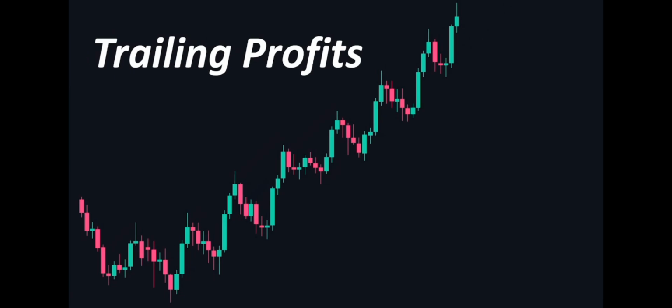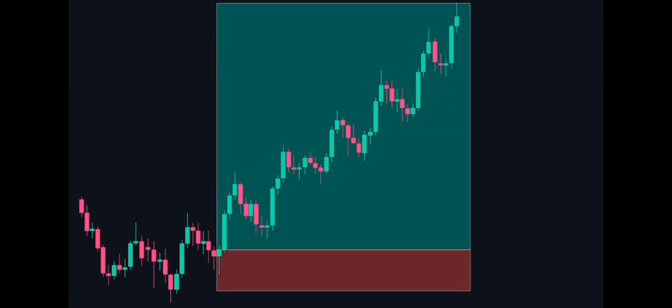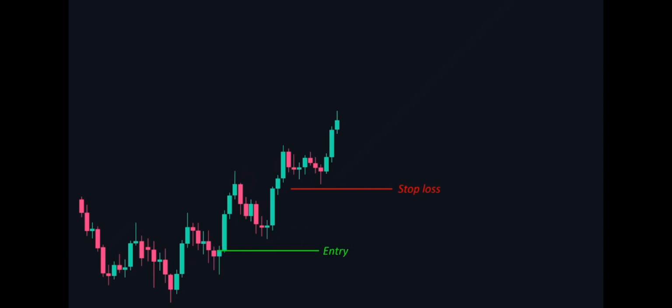Another approach is to trail your profits, which can sometimes lead to very large risk-to-reward trades. Trailing profits works like this. When you enter a trade and the price moves in your favor, move your stop loss just below the new swing low. If price moves again, adjust your stop loss below the next higher low. This way, if price reverses and hits your stop loss, you won't lose money.